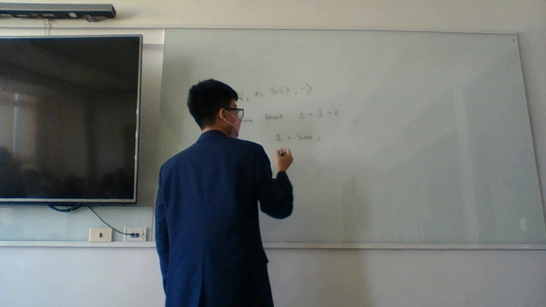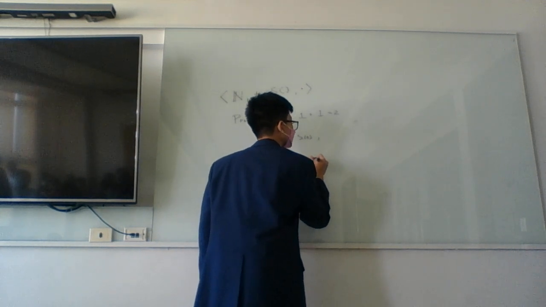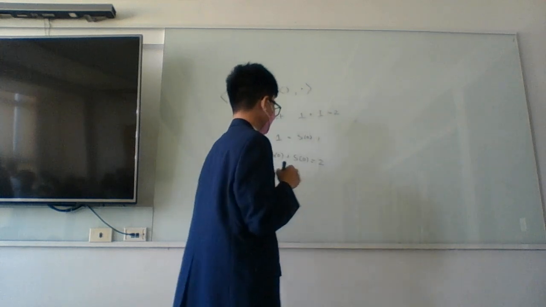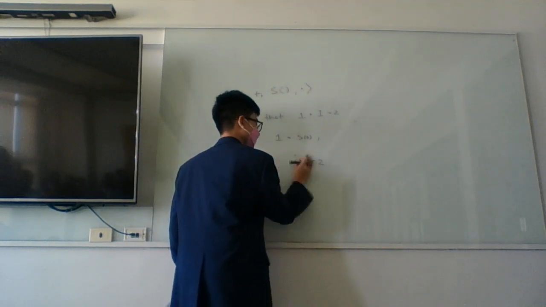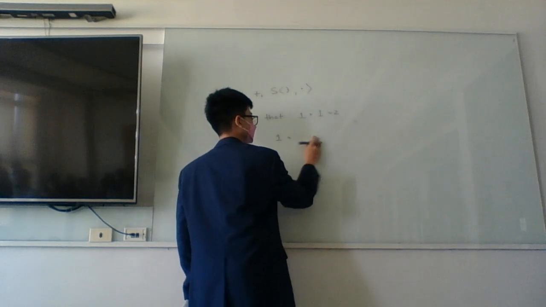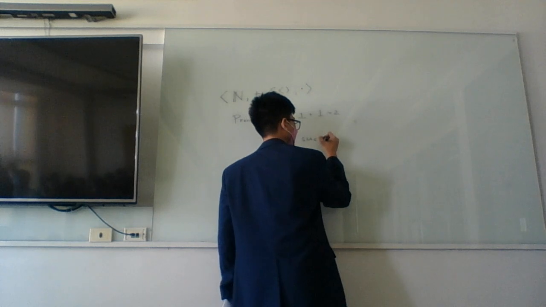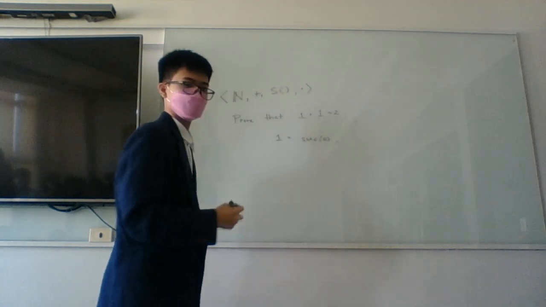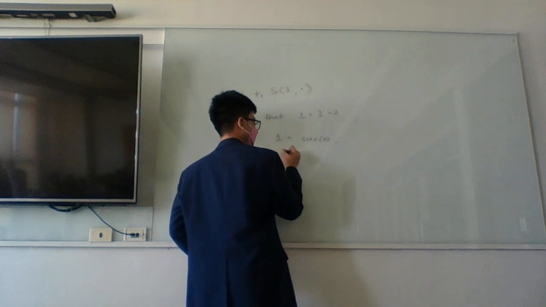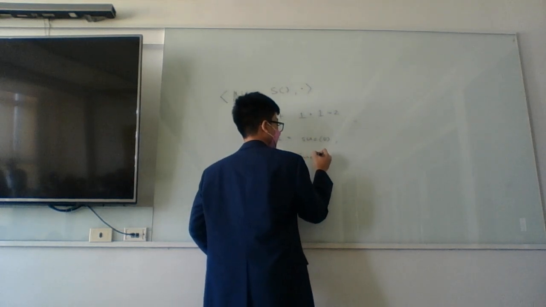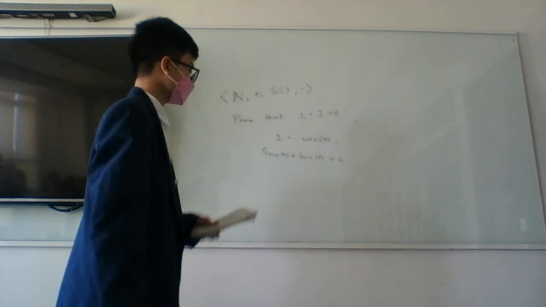So this becomes the successor of 0 plus the successor of 0 equals 2. To make it a bit more funny, let's call it the suck. So 1 is nothing but the successor function here, the suck of 0. So the suck of 0 plus the suck of 0 is equal to 2.